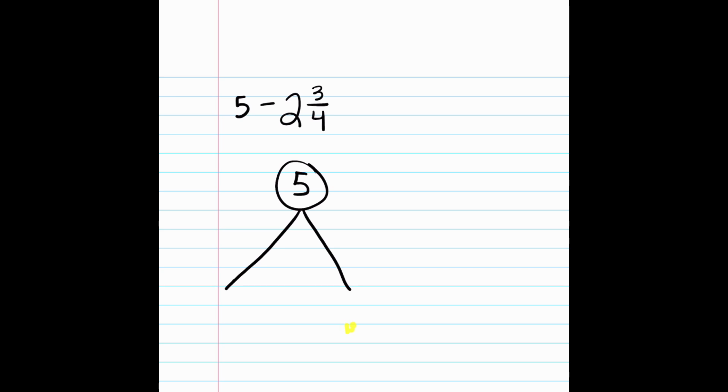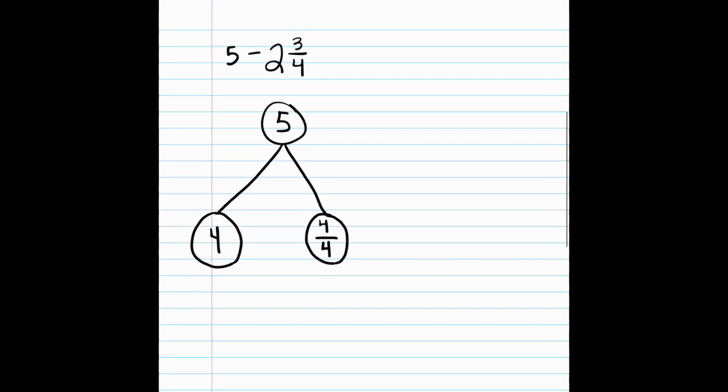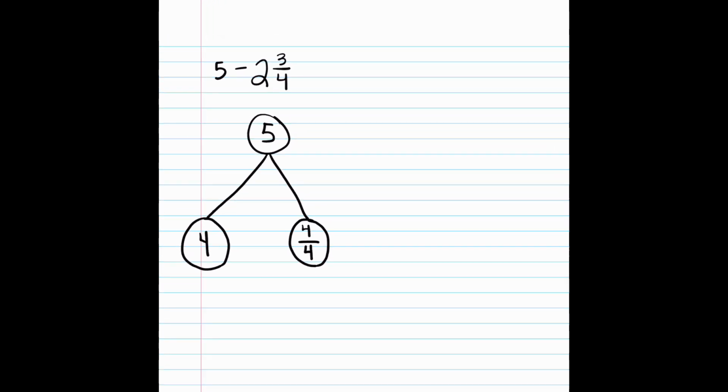So that I can know what to make that new denominator, I'm going to take 4/4, because that equals 1, and 4. So I'm going to decompose that 5 into 4 and 4/4. So now what I can do is I can take 4 and 4/4 minus 2 and 3/4.